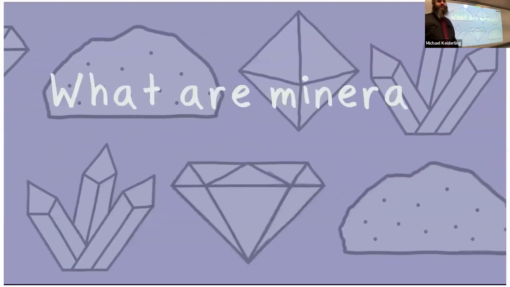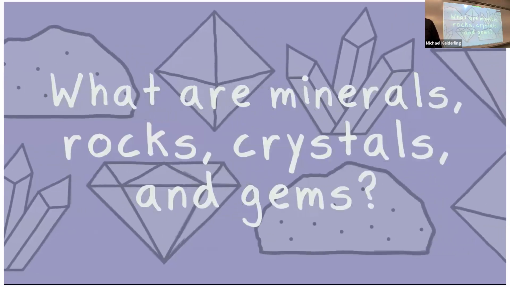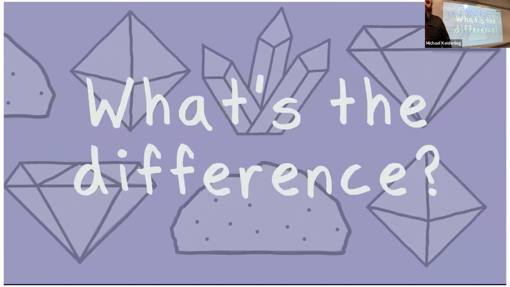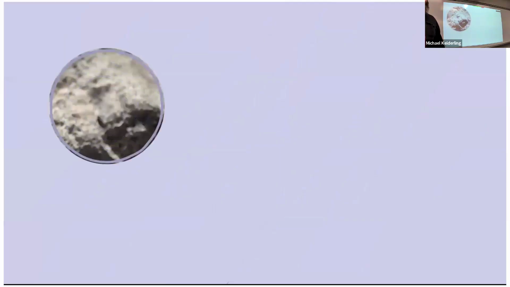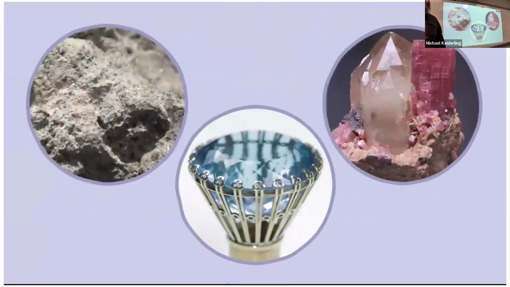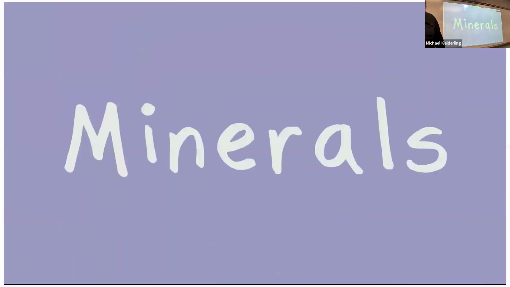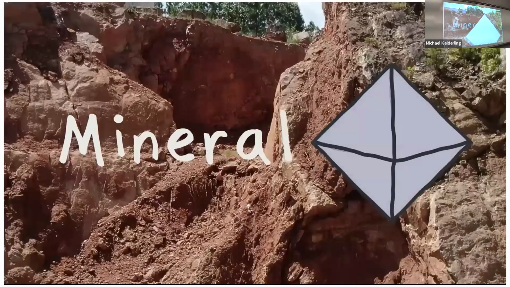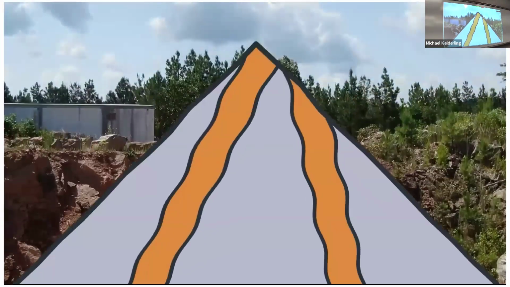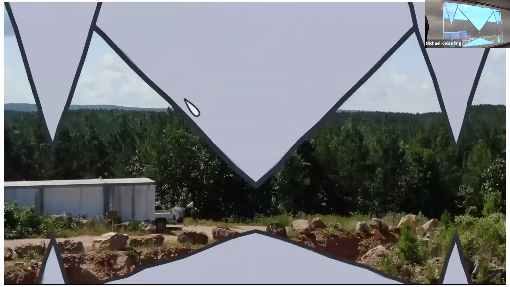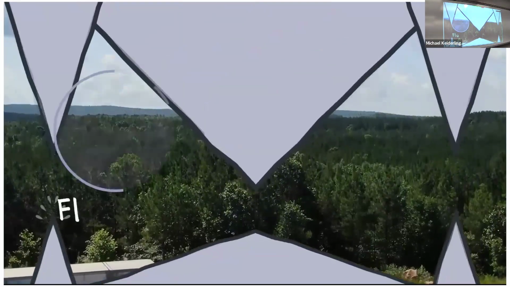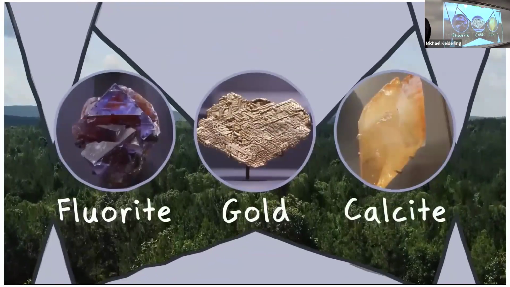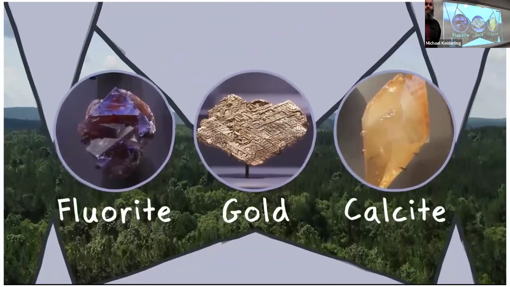What are minerals, rocks, crystals, and gems? What's the difference? Well, to start off simply, rocks, crystals, and gems all can be made up of minerals. So what the heck is a mineral? A mineral is a solid made by the natural activities of Earth, like lava spewing out of volcanoes or water dripping down through cracks in caves. Fluorite, gold, and calcite are just a few mineral names you might recognize.